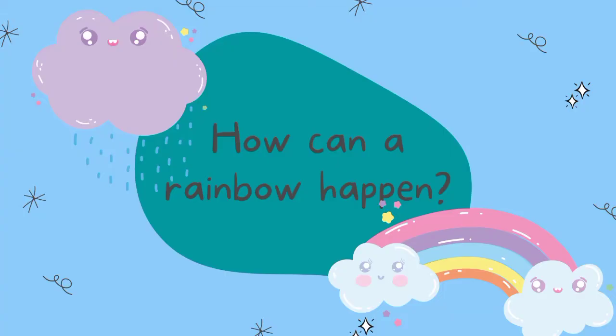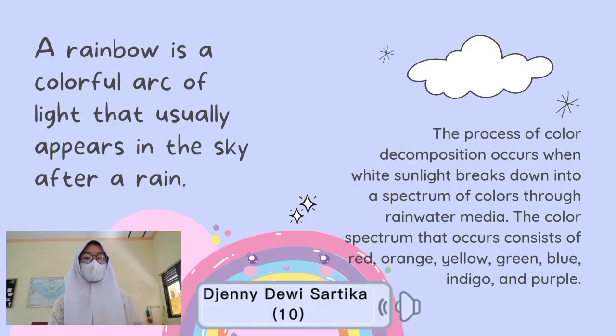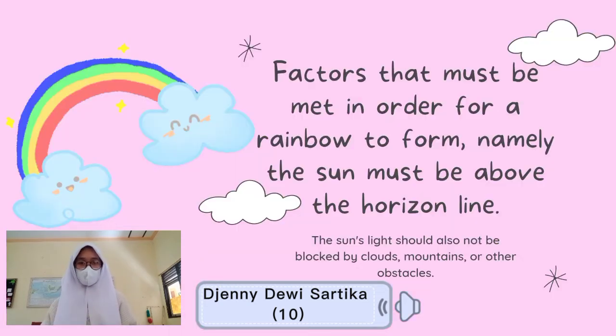How can a rainbow happen? A rainbow is a colorful arc of light that usually appears in the sky after a rain. The process of color decomposition occurs when white sunlight breaks down into a spectrum of colors through rainbow media. The color spectrum that occurs consists of red, orange, yellow, green, blue, indigo, and purple.